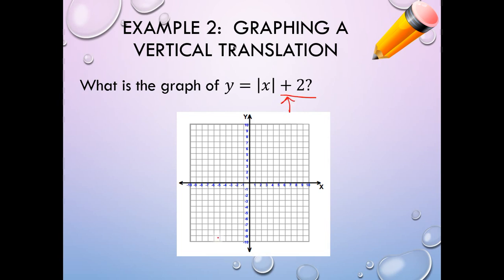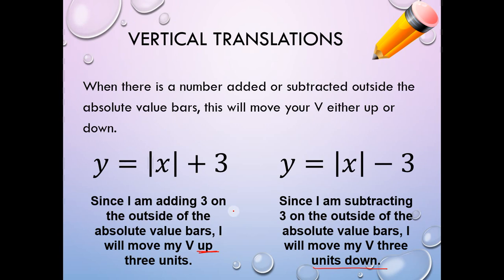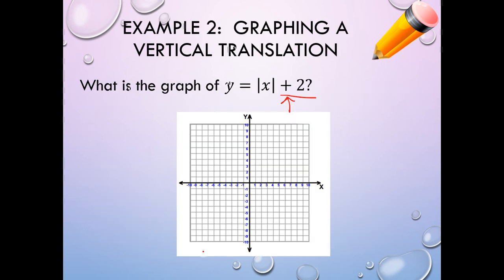Now, if you look back again, I'm adding a number on the outside, so I'm going to move up the number. So I'm going to go up 2. Originally I would have started at 0, 0, but I'm going to move up 2 this time. So 1, 2. I'm going to actually start right here. Now, just like last time, we're not going to change the shape because we're just doing translations.